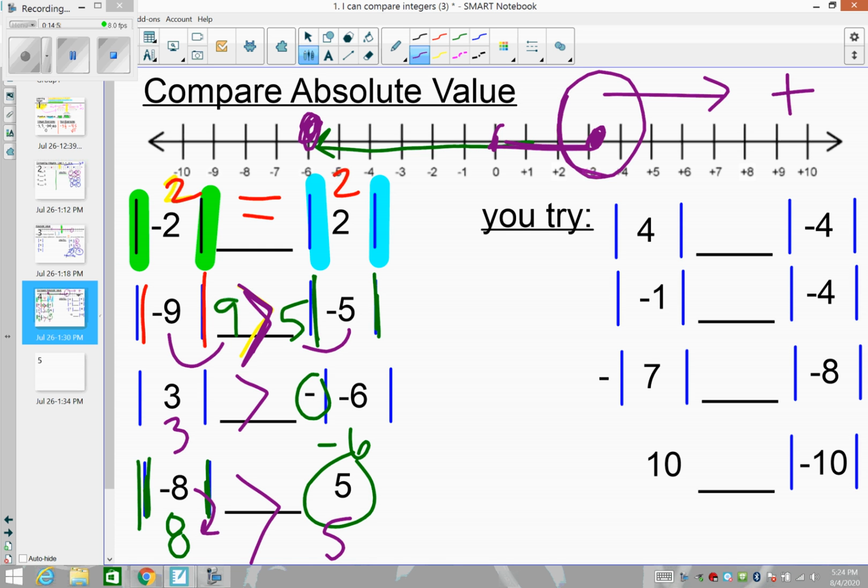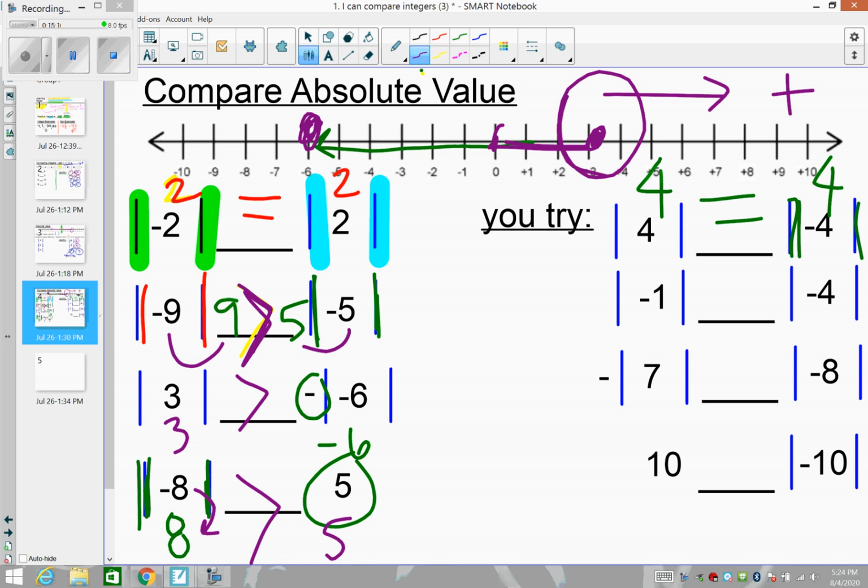Okay, so you should have given those a shot. You should be pushing pause, and we're going to go through these. Absolute value of 4, you should say, is positive 4. The absolute value of negative 4 is also positive 4, just how far away from 0. They're both positive, equal to, grade your paper or your mental math.